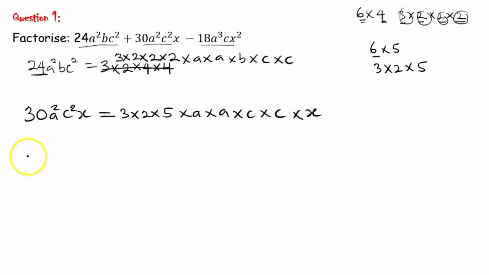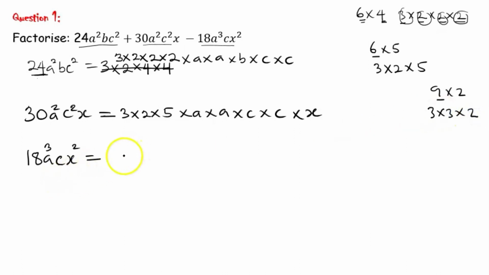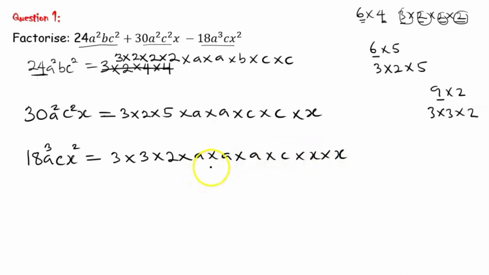Then again, we look at 18a cubed c x squared. 18 is actually 9 times 2, but now I can see other factors there: 3 times 3, then times 2. So we have 3 times 3 times 2 times a times a times a, because it's a cube, then times c, then times x times x. All right, so this is what we have.